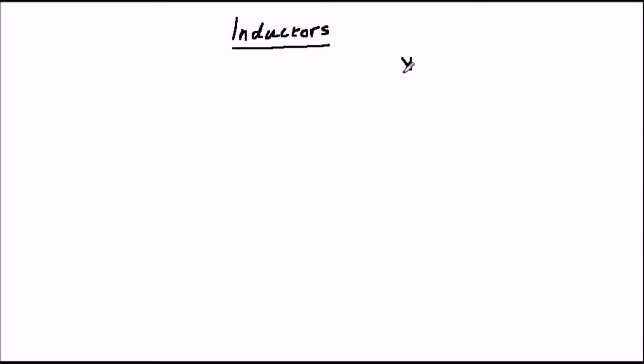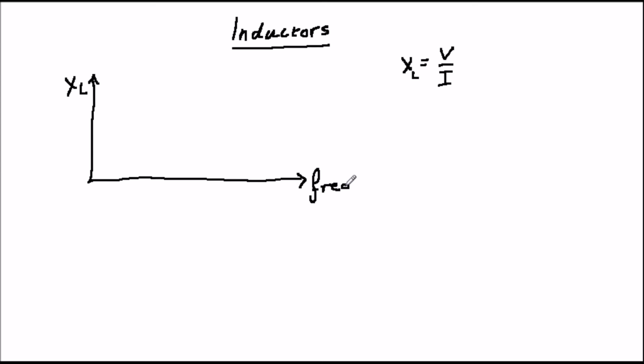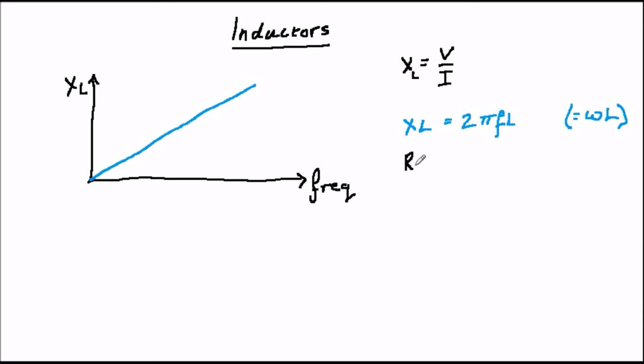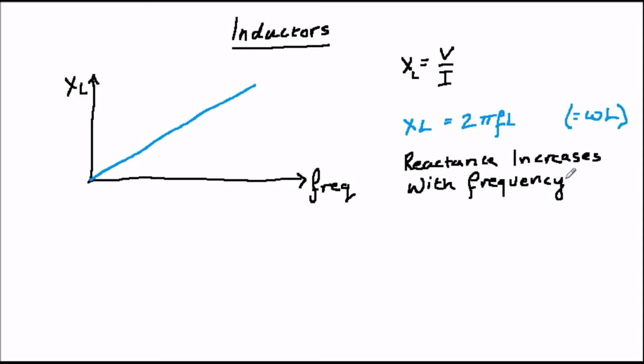Also again, the opposition to current flow depends on frequency. However, this time it's the opposite to a capacitor. An inductor opposes flow more and more with rising frequency. You can see from common sense that at DC, an inductor, being a coil of wire, will just be a short circuit. So like a capacitor, an inductor has reactance.